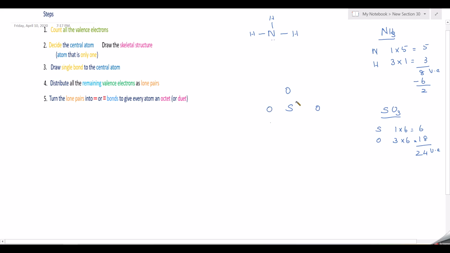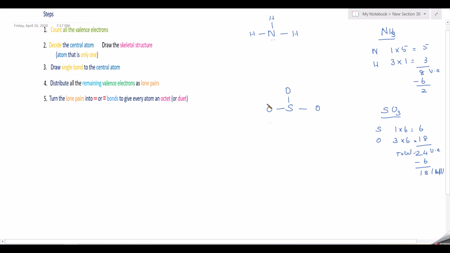Then draw the single bond between atoms. So here 1 bond, here 1 bond, so totally you have written 3 bonds. So 6 bonded electrons you will have. Those 6 bonded electrons you have to subtract from the total valence electrons. So you will be getting 18 electrons left out. And these 18 electrons you have to write as lone pairs.